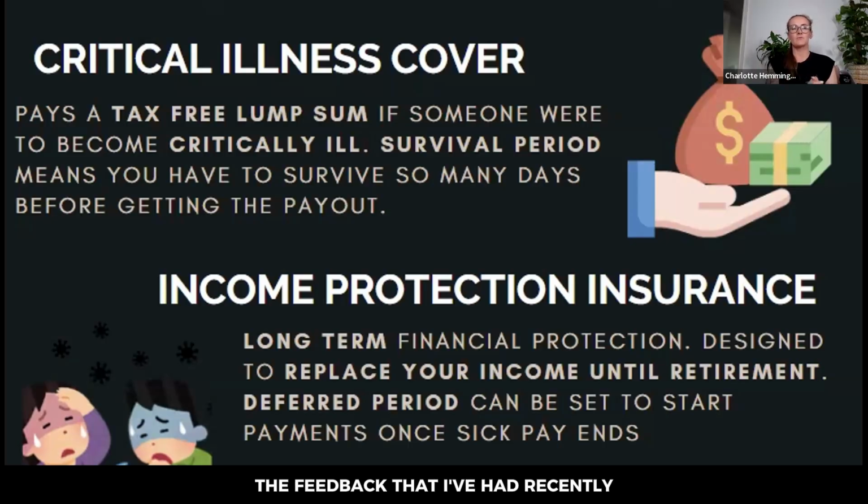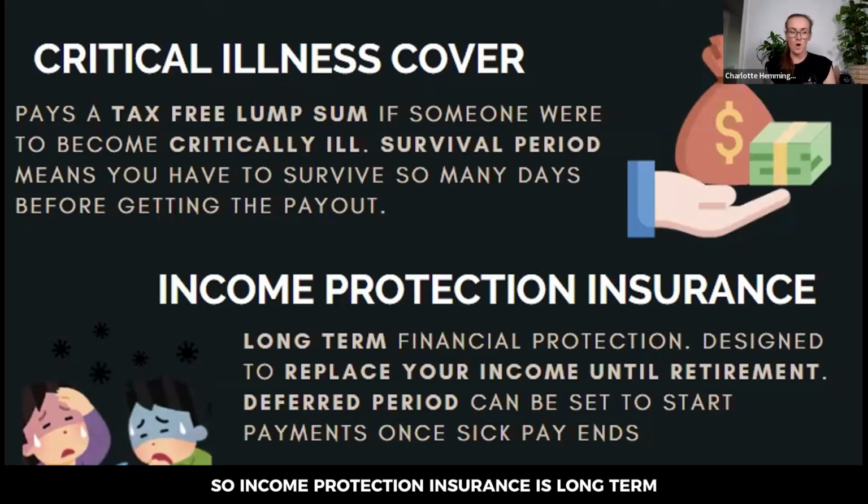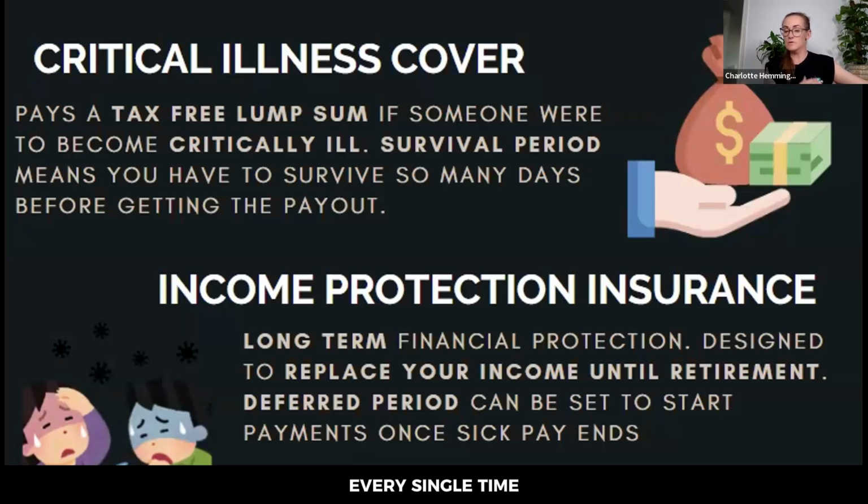The feedback that I've had recently is that there haven't really been any case studies where critical illness cover has been the recommendation. Actually, most of the recommendations that we see come up in CeMAP 3 case studies tend to be focused around income protection insurance. So income protection insurance is long-term financial protection. If any of you have a case study that says somebody wants to protect themselves on a long-term basis if they can't work, you are going to recommend them income protection insurance every single time. There is no other product that does that. It is designed to replace your income. It's not your whole income, it is just a portion of it, but it does that up until retirement.